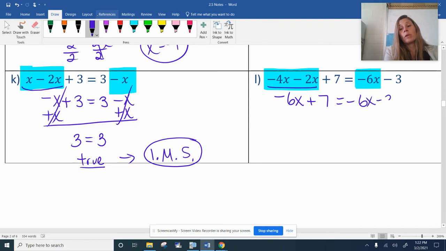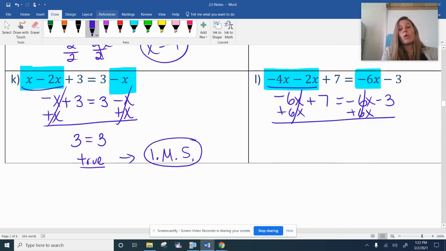All right, and now I'm going to go ahead and move my x's. Now look again here, I have negative 6x on both sides. You might be like, well, which one's smaller? Which one do I move? Obviously, they're the same, so it doesn't matter, but this is also a clue that when they're the same, you're going to get one of those special solutions.